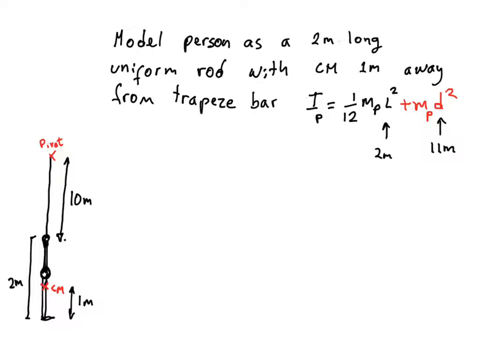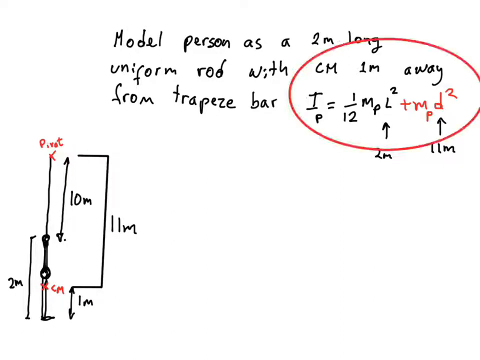There's another 1 meter, so for a total of 11 meters, the distance between the center of mass of the person and the pivot point. So that's 11. The equation that we're going to use, maybe you remember the name of this equation, is the parallel axis theorem. That's what we're using here.